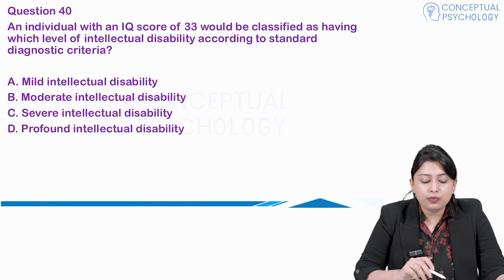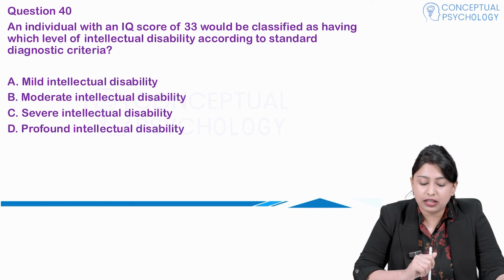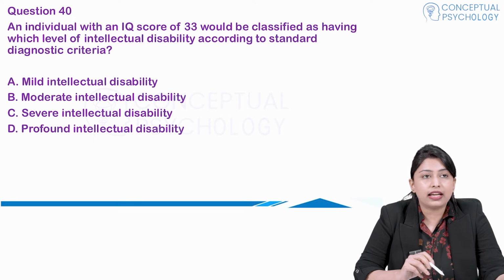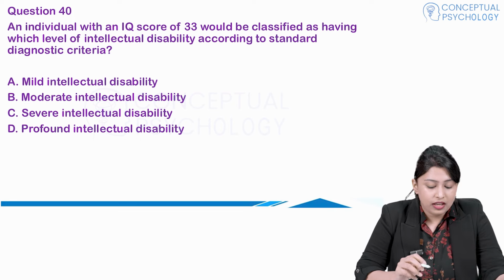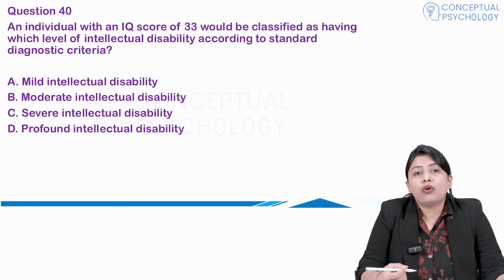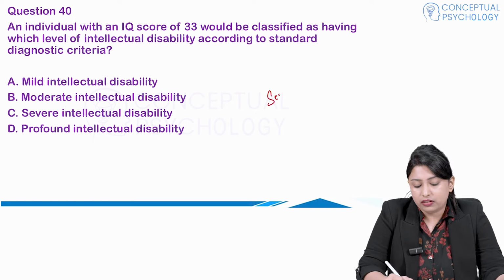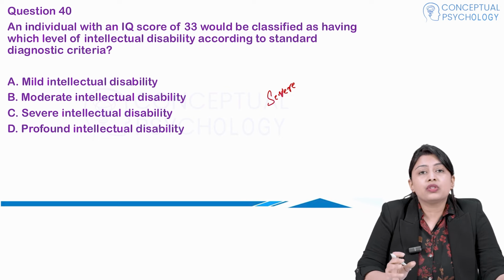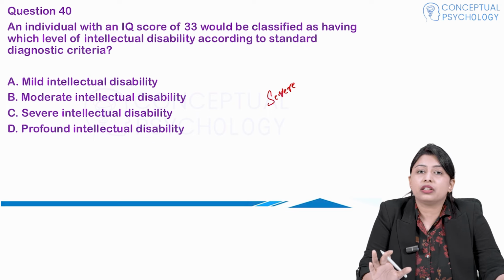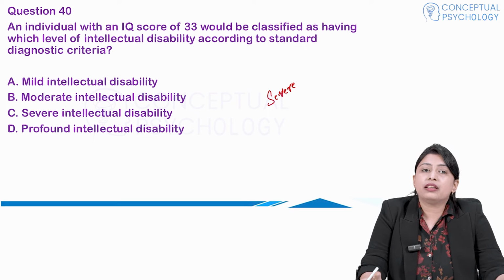So an individual with an IQ score of 33 would be classified as having which level of intellectual disability according to standard diagnostic criteria. So an IQ of 33 falls within the range of severe intellectual impairment, which is typically defined as IQ scores between 20 to 25 to 35 to 40. So individuals with severe intellectual impairment, they require substantial support in daily living activities.